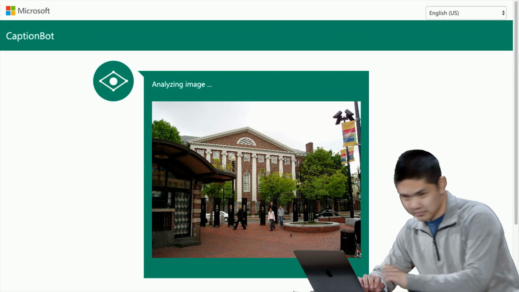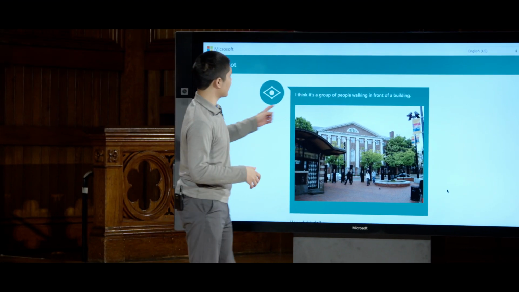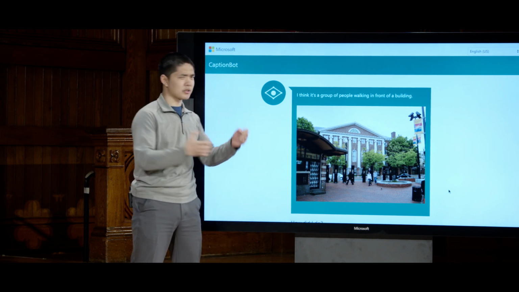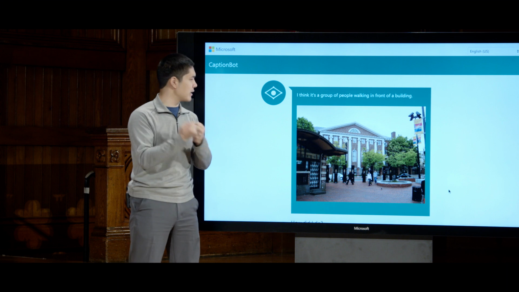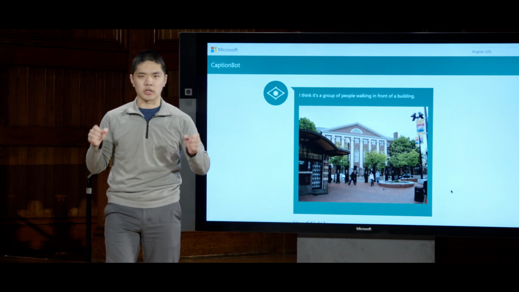Just press go. So caption bot is analyzing the image, and then it says, I think it's a group of people walking in front of a building, which seems amazing. The AI is able to look at this image and figure out what's in the image. And the important thing to recognize here is that this is no longer just a classification task.